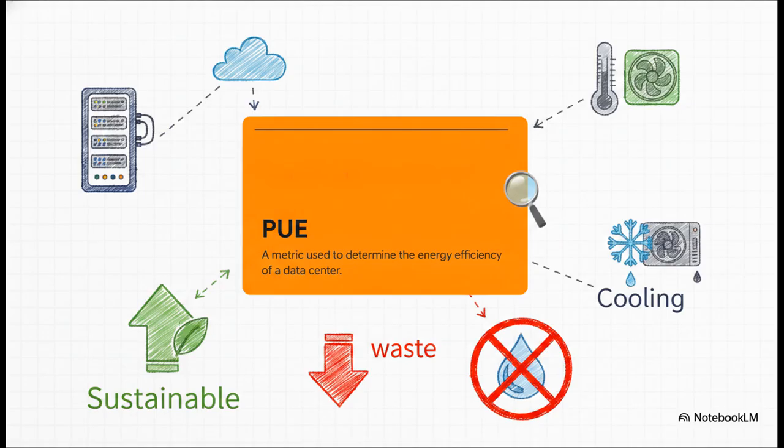It's calculated by taking the total facility energy, so that means everything, including the lights, the security cameras, and yes, the cooling, and you divide that by the IT equipment energy, which is the power used by the actual computing servers. A perfect score is 1.0, but in reality, most facilities score much, much higher, which just highlights a massive amount of energy waste that engineers need to step in and minimize.